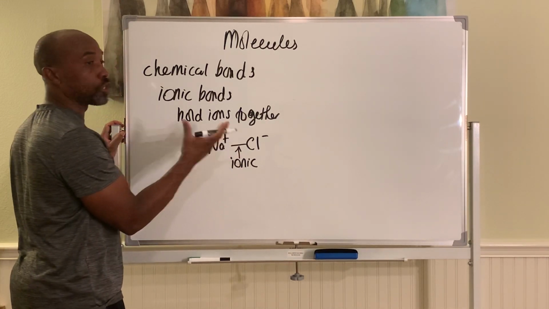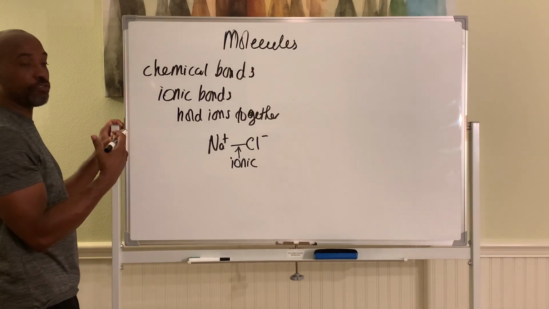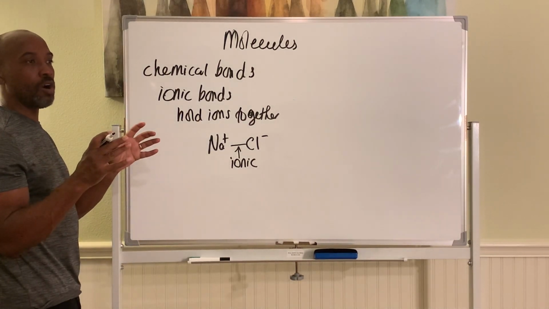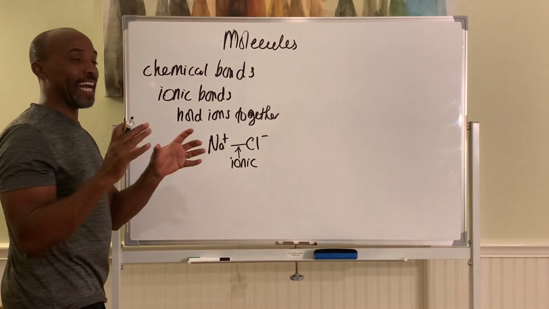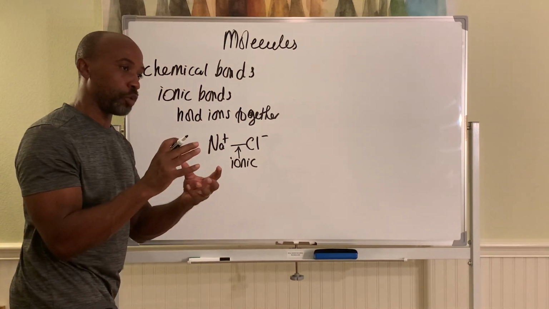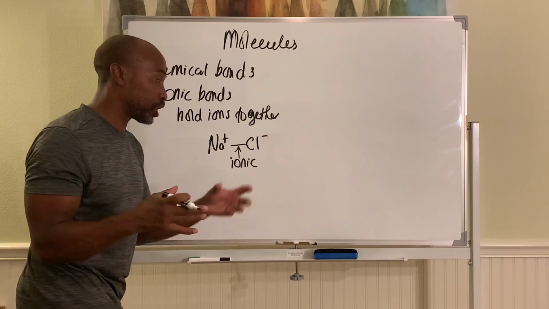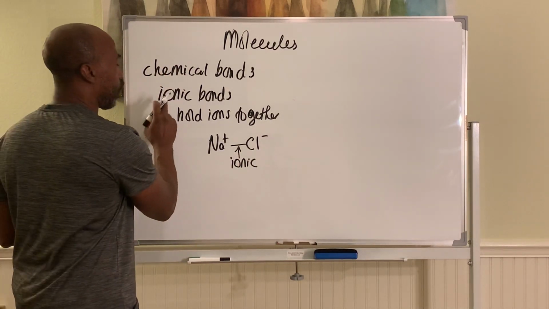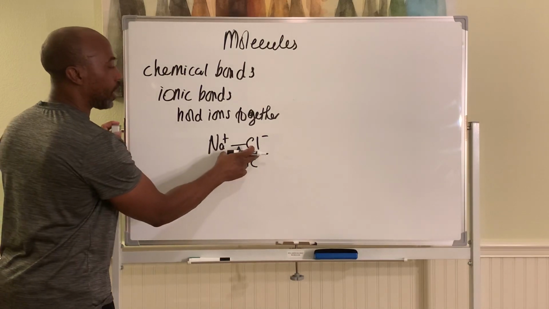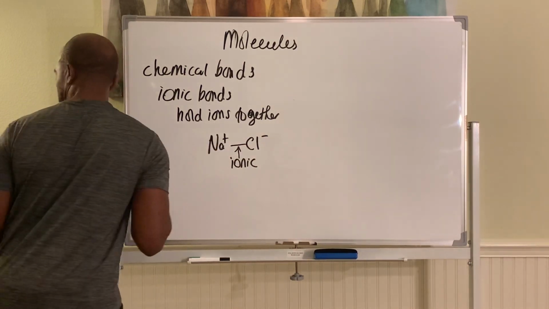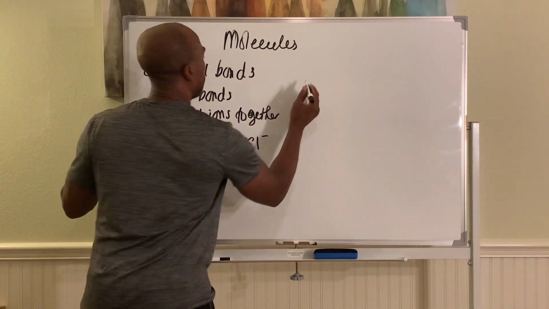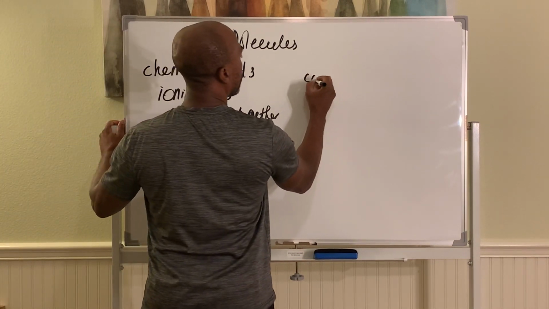In fact, this is what holds us together mostly. We don't fall into a puddle because our electrons are electromagnetically attracted to our protons in our nucleus. So we're held together that way. So it's a very, very powerful force. So again, ionic bonds hold together ions in a molecule. Then we have your covalent bonds.